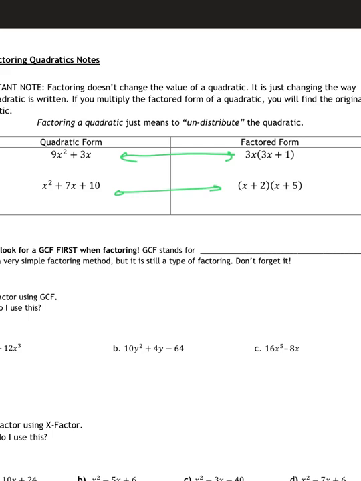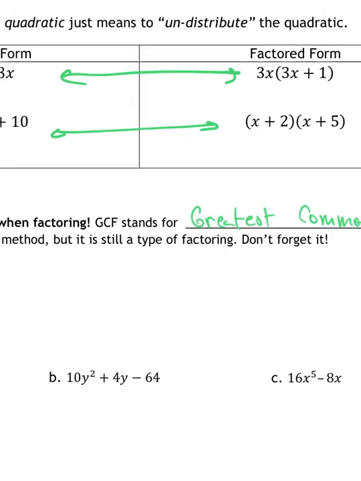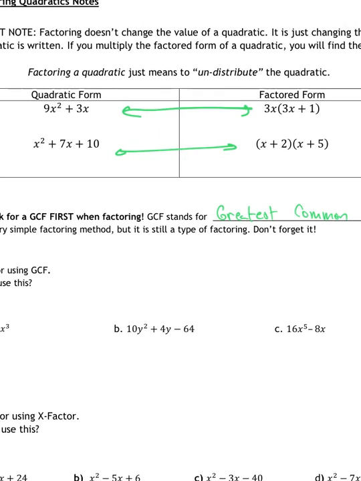So first thing, always look for a GCF first when factoring. GCF is the greatest common factor. So in a sense, it is the largest number and or variables that go into every single term. So you always want to do that at the very beginning. You want to try to find a GCF, see what's in common.